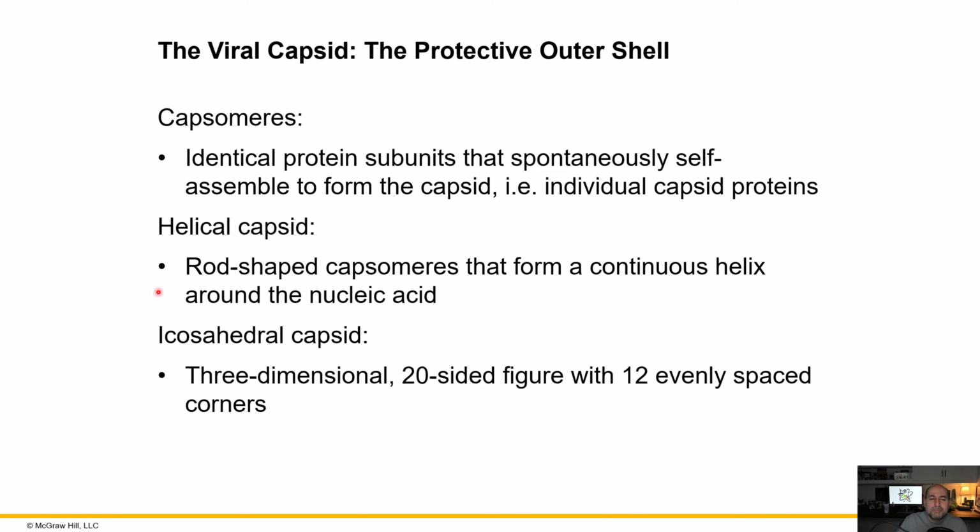There are two main shapes for a capsid. These are the two most common capsid shapes. A helical capsid, which is a rod-shaped capsomere that forms a continuous helix around the nucleic acid, which I'll show you on the next slide. And an icosahedral capsid, which forms a three-dimensional 20-sided figure, kind of like a 20-sided dice if you played any Dungeons & Dragons game, with 12 evenly spaced corners. So let me show you what I'm talking about when I'm talking about a helical capsid versus an icosahedral capsid.